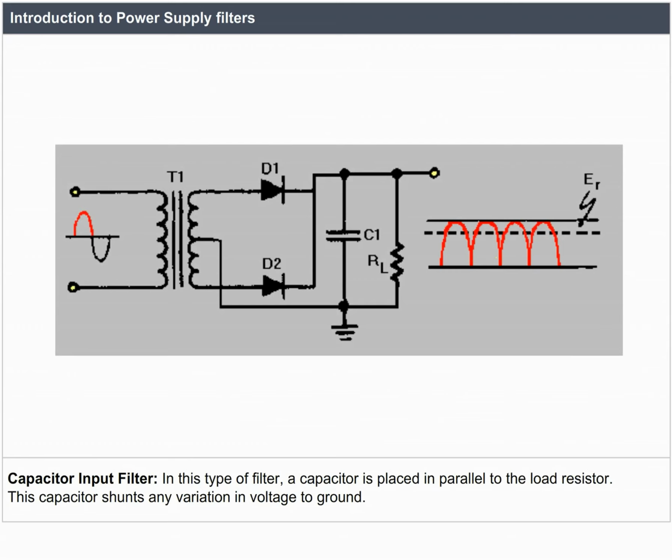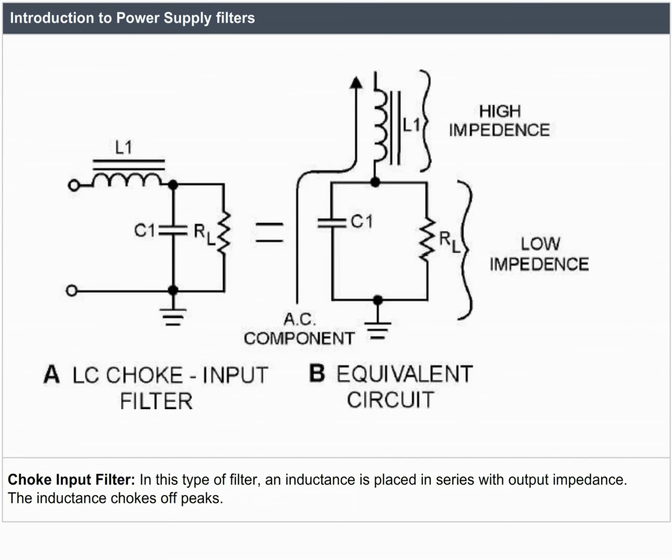Capacitor input filter. In this type of filter, a capacitor is placed in parallel to the load resistor. This capacitor shunts any variation in voltage to ground. Choke input filter. In this type of filter, an inductance is placed in series with the output impedance. The inductance chokes off peaks.